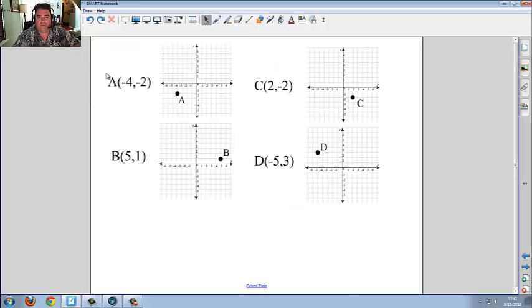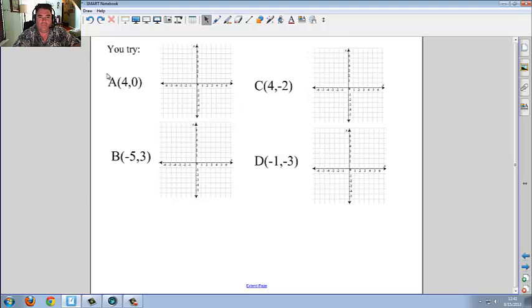Take a look here. Here we've simply put a variable or a letter assigned to it. So here I have assigned A, and A is at negative 4 and down 2. So left 4, down 2. B is assigned to right 5, up 1. C is assigned to right 2, down 2. And D is assigned to left 5, up 3. You go ahead and try.